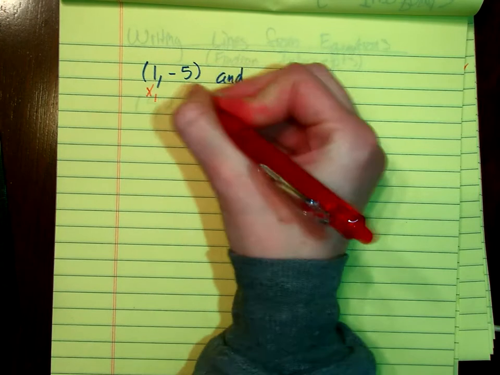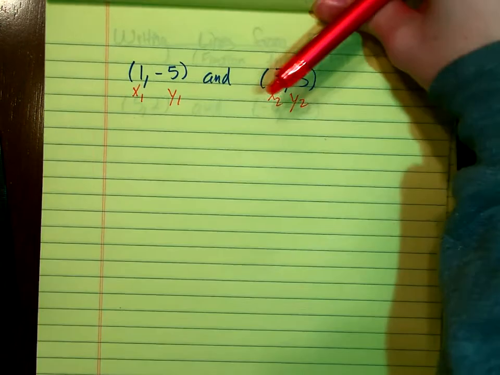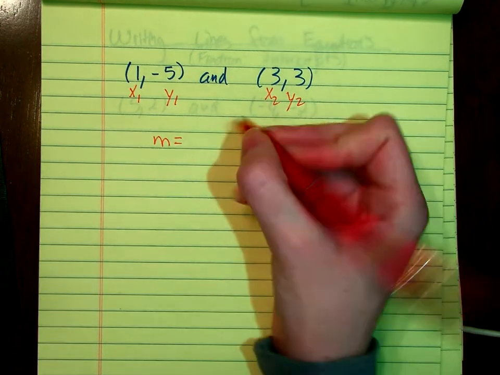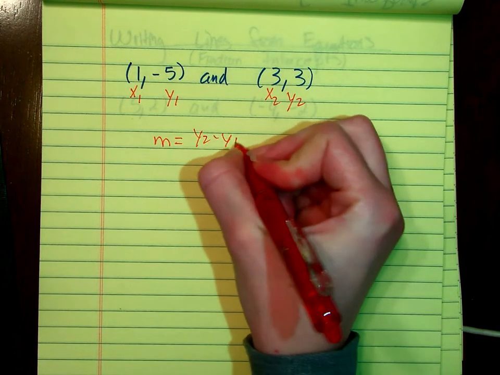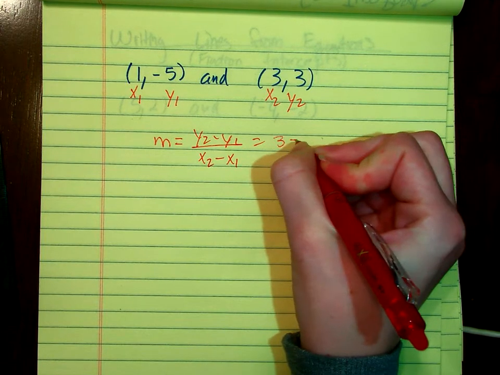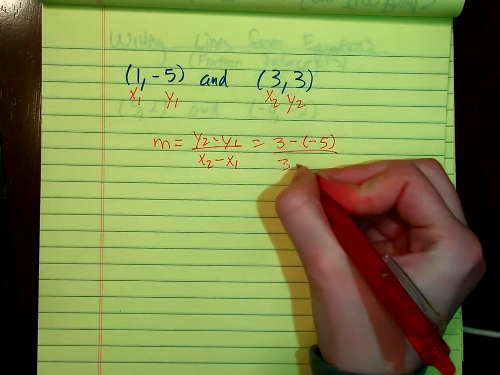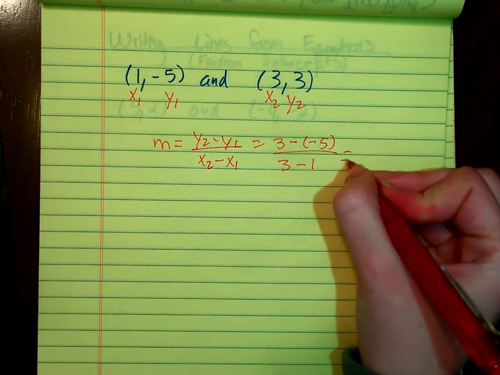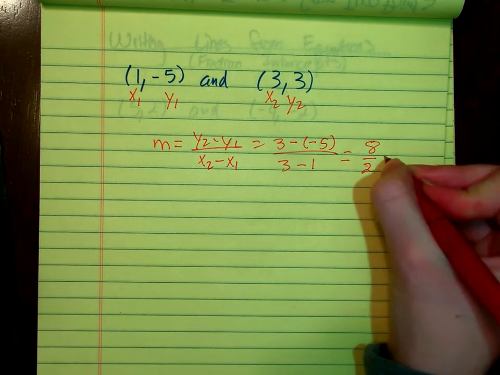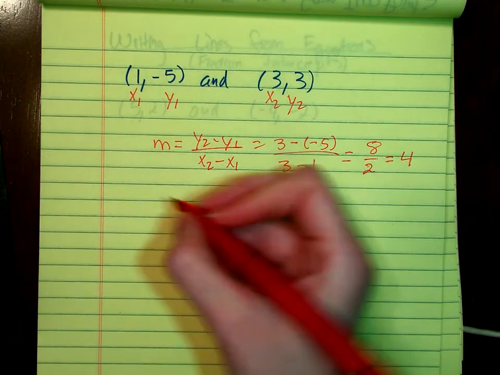So again, we have x1, y1, x2, y2. I'm going to go through this a little faster this time, but feel free to pause, stop, rewind whenever. So that we get our slope is going to be y2 minus y1 over x2 minus x1. So we get that that's 3 minus negative 5, keep track of those signs, over 3 minus 1. 3 minus negative 5 gives me 8. 3 minus 1 gives me 2. So I get a slope of 4, because 8 divided by 2 is 4.